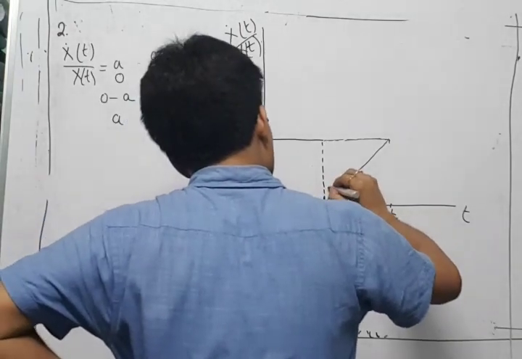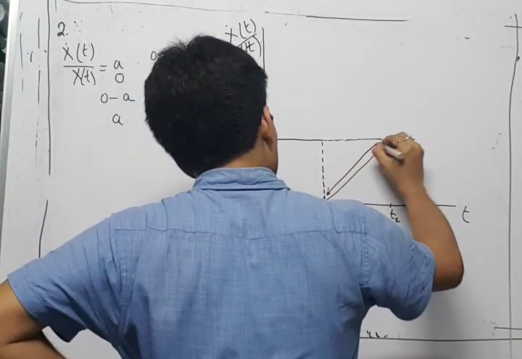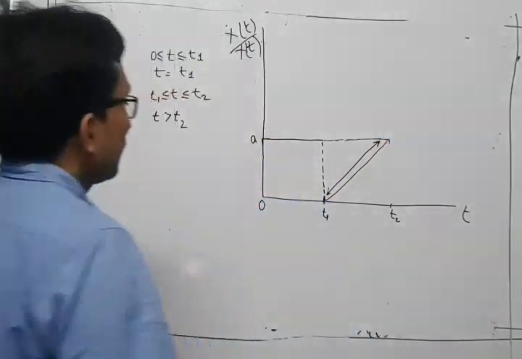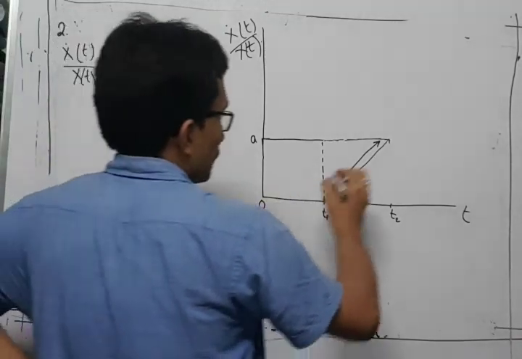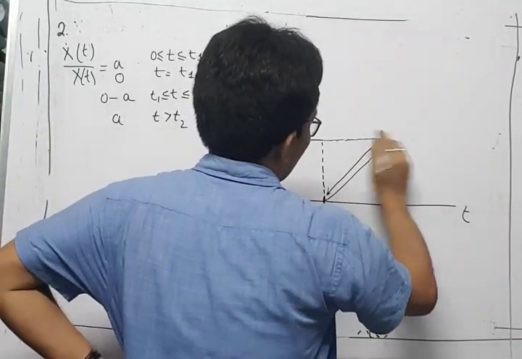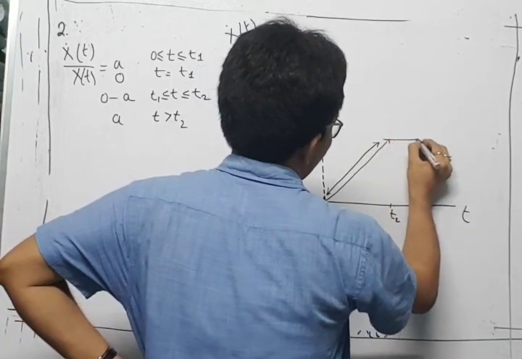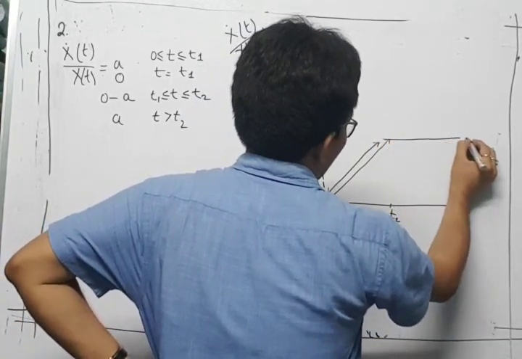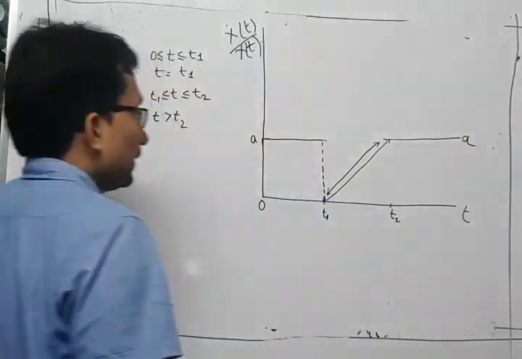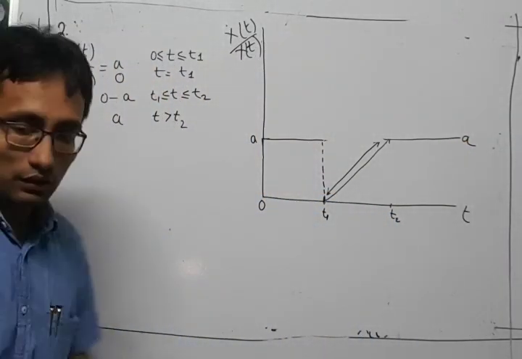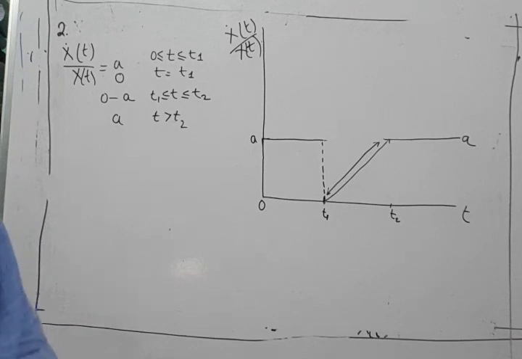So this part is a rising part of the growth curve plotted as a function of time. From t1 to t2 it rises again from 0 to a, and again it becomes constant thereafter at level a. Okay. So this is the first part of the problem.